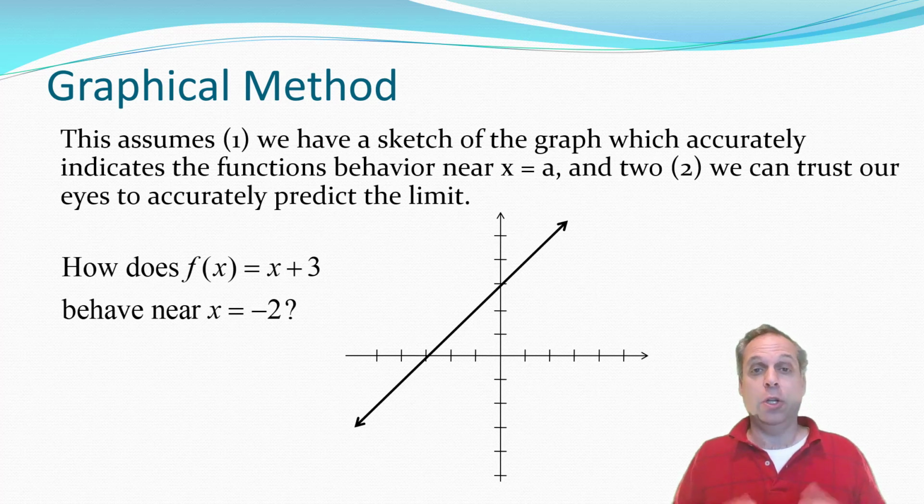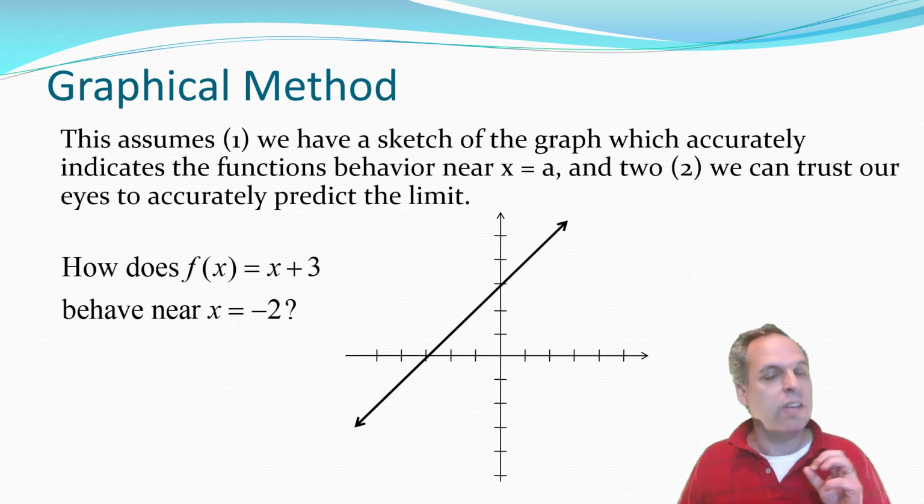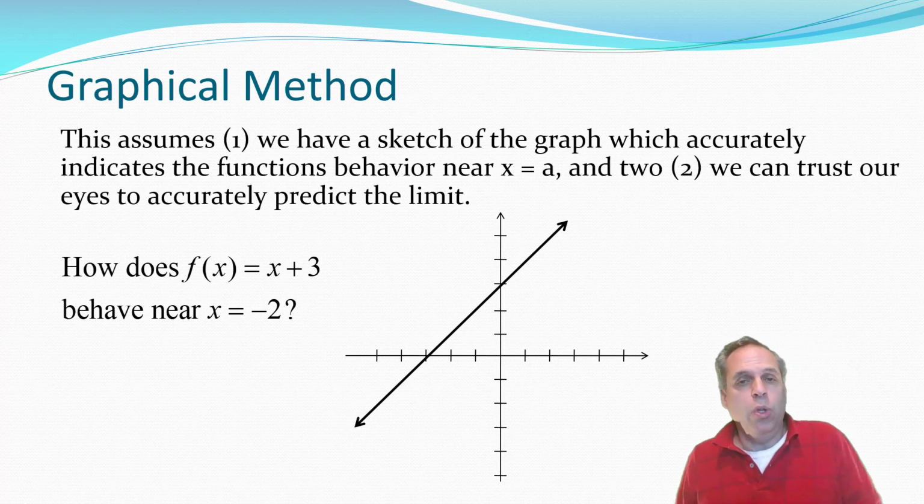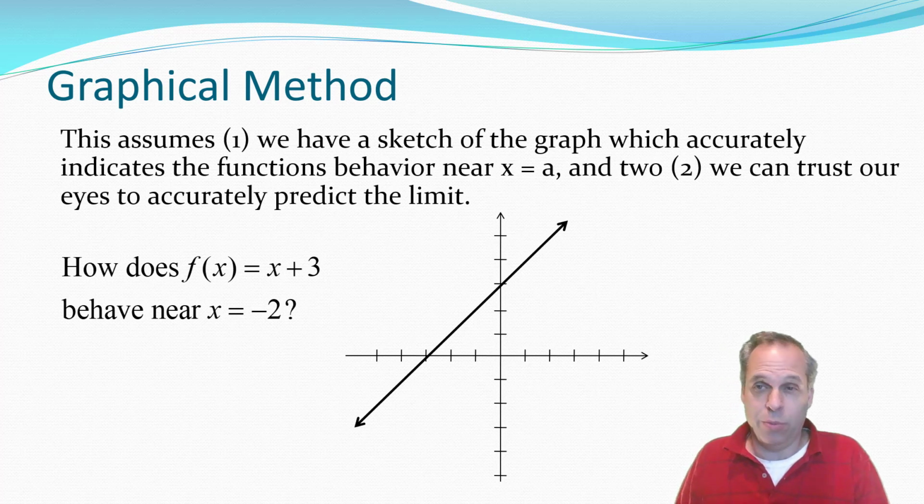One way to get around that is to look at the function's graph, because then we can kind of get an idea of all the function values all at once. So we assume that we can get an adequate graph of the function, and that from this graph we can determine the value of the limit. In this case, though, we are still guessing. So if you look at, I want to know what is the limit of the function x plus 3 as x gets close to negative 2.